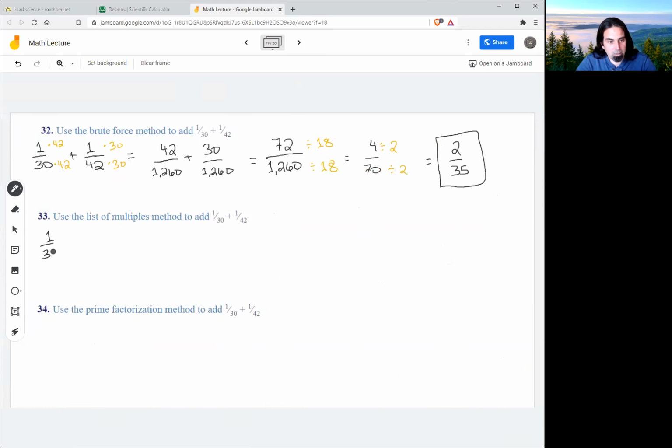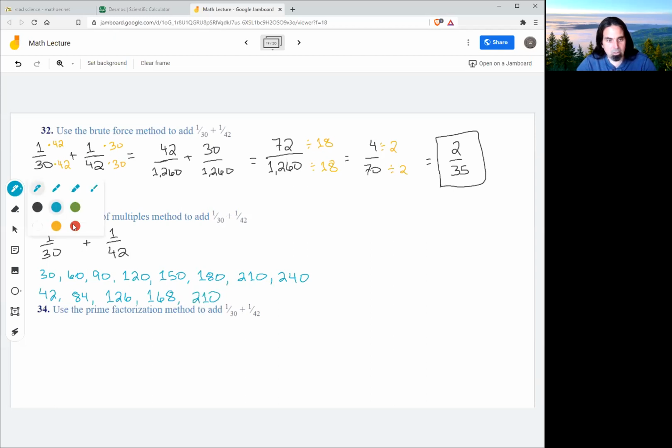I can add 130 and 142. So I'll make my list of 30. 30 times 1, 30 times 2, 90, 120, 150, 180, 210, 240. Hopefully that's enough. 42, 84, 126, 168, 210. Aha, I have a match. So the 210 is my match.